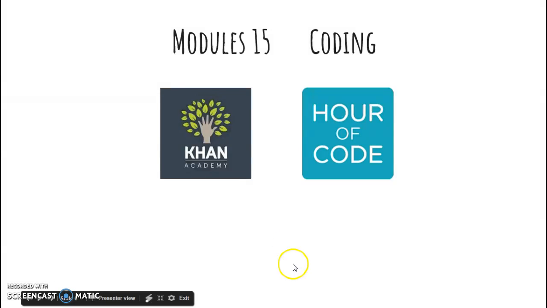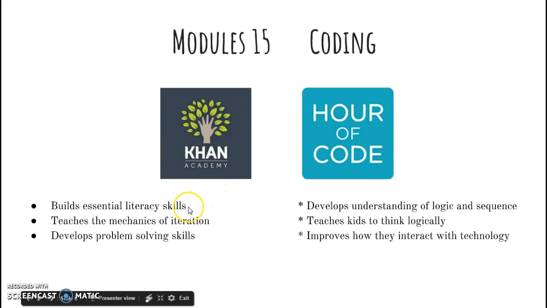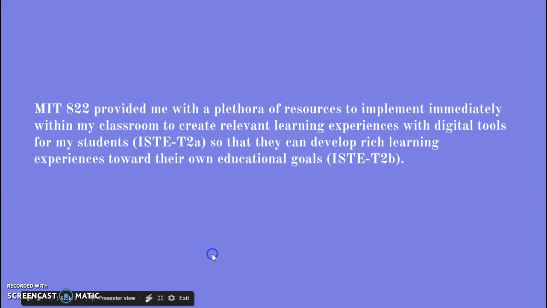As far as coding goes, I really like Khan Academy, and I do and will continue to incorporate more coding within my classroom, because I didn't realize how powerful it really was. It builds essential literacy skills. It teaches the mechanics of iteration, it develops problem-solving skills, it develops understanding of logic and sequence, it teaches kids to think logically, and it improves how they interact with technology. So I didn't speak about one coding app. I also hope to incorporate Spheros, which we already own at my school district, and I'm looking forward to incorporating some of our Lightning Labs.